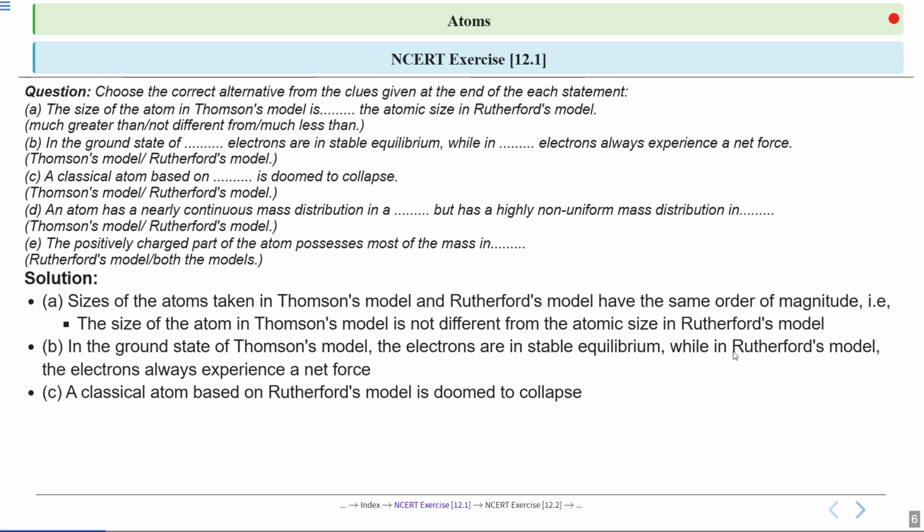For part C, a classical atom based on Rutherford's model is doomed to collapse. That's because, according to classical physics, an electron moving in a circle should emit energy and spiral into the nucleus. This was a major problem with Rutherford's model and led to the development of new atomic theories.